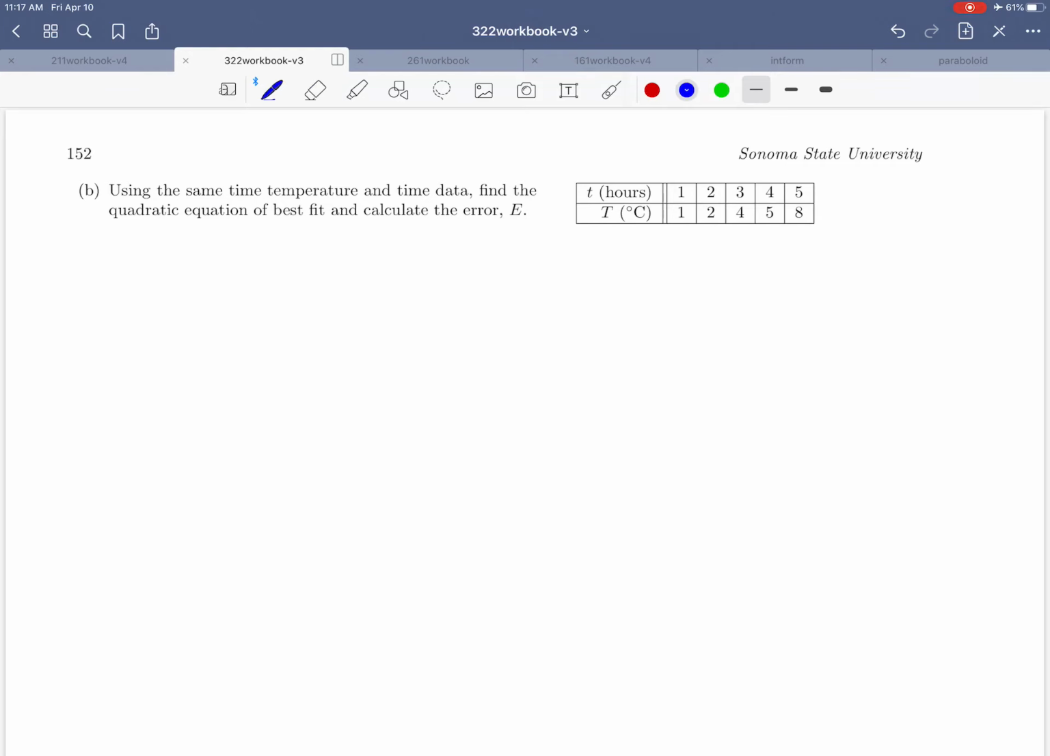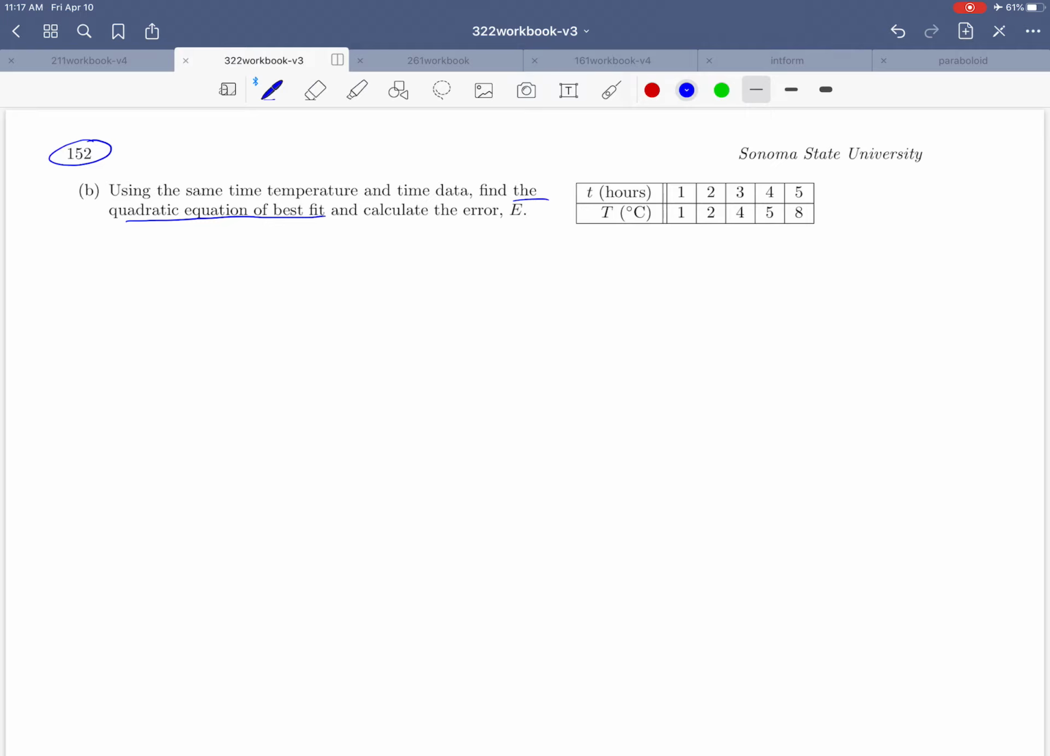This is the continuation of example 3 on page 152 of the workbook. This is the same set of data that we looked at in part A, so this is time and temperature data. In part A we calculated the line of best fit, and what they're asking us for here is the quadratic equation of best fit. So it's asking us to find the best fit parabola that goes through this data.